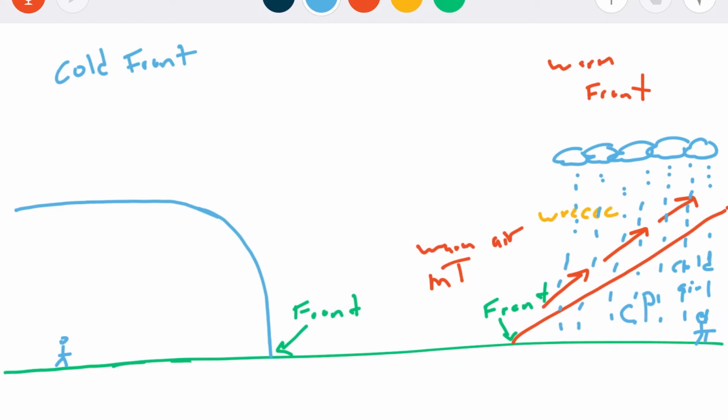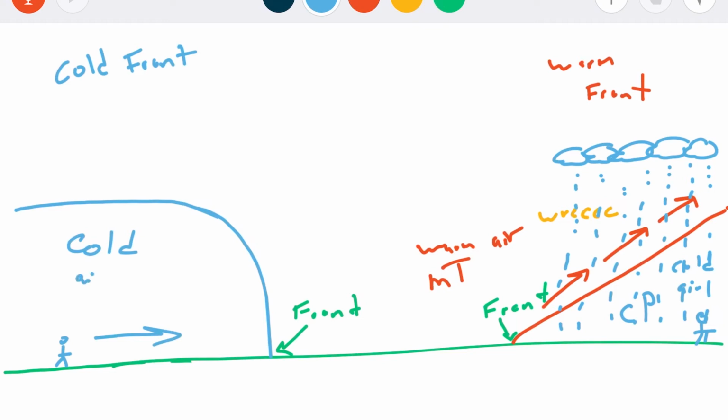Now you have the cold front. You'll notice it's a different shape. It's almost like what I describe as a bulldozer. And so sometimes cold fronts move faster than warm air. And they push warm air up, straight up. Warm air doesn't have the chance to rise slowly. It has to go straight up that wall of a cold front.